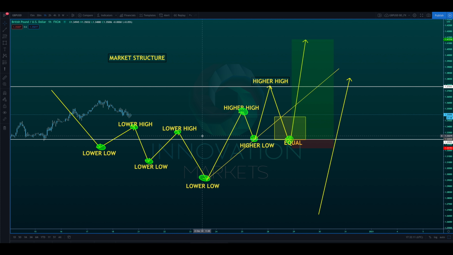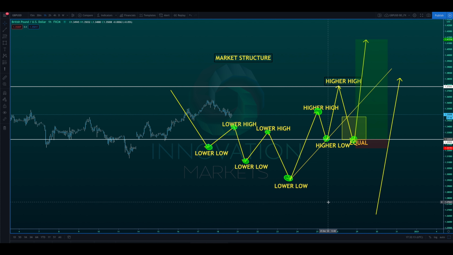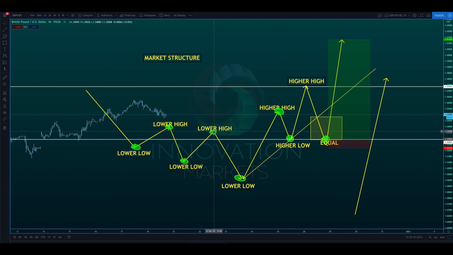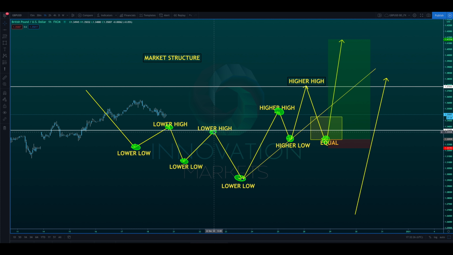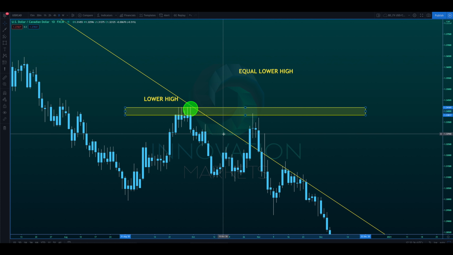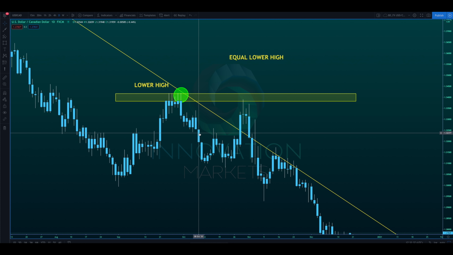Let's quickly go back to what we drew earlier. Unless price breaks above this lower high and makes a higher high, then we're still going down. Here, we showed you that where it breaks above, then you made a higher high, now you're trending higher. In this instance, no, we've done exactly what we've just showed you.